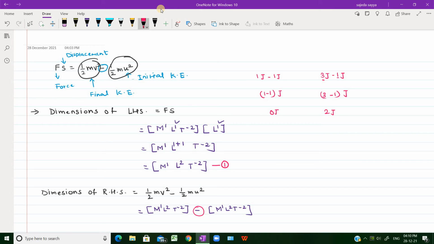In a similar manner, M^1 L^2 T^-2 minus M^1 L^2 T^-2, the answer comes out to be the dimensions of energy only, that is M^1 L^2 T^-2. Let me number it as 2.